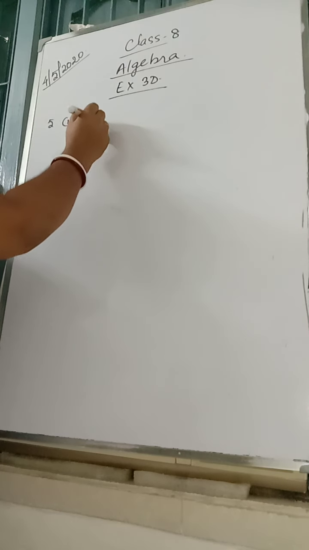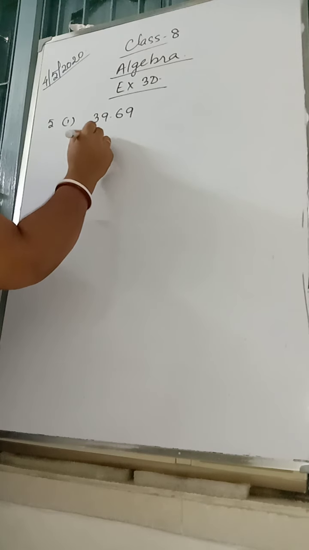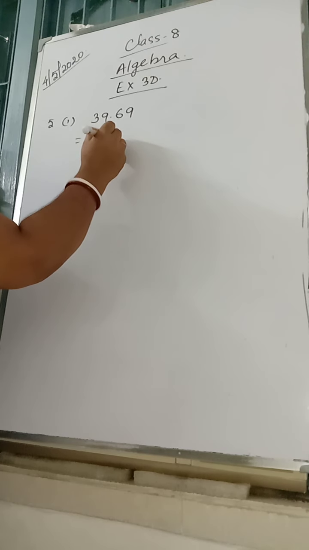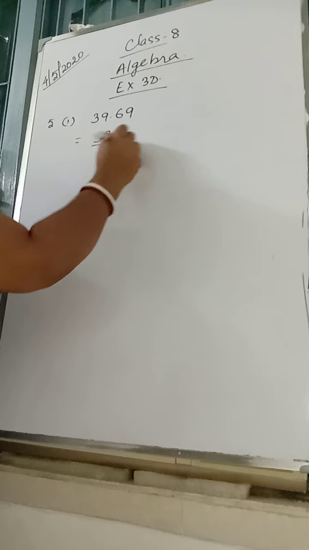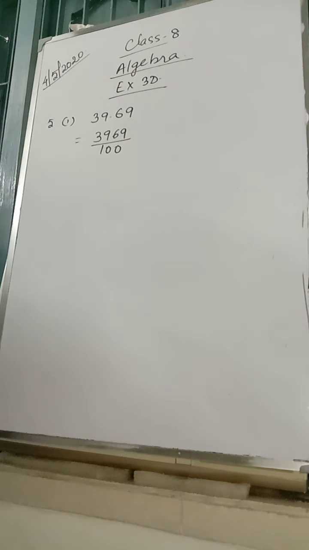Exercise 3D. 5.1 is given: 39.69. We have to convert it into a fraction. That gives you 3969 by 100. We can convert it into a fraction. Now we have to get the square root of 3969.